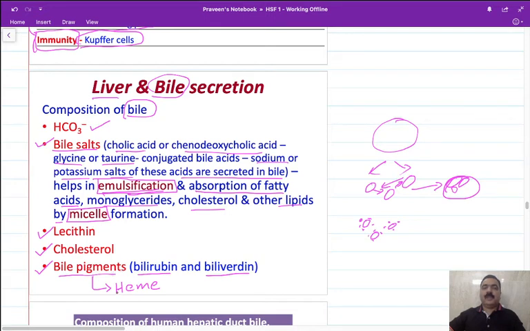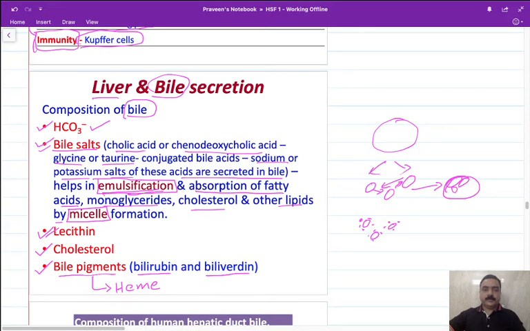So this is a waste product that is coming from the catabolism of the heme, and it is coming into the bile for elimination. It is not a functional part. The most important functional parts are the bicarbonate for the neutralization, and then the bile salts. And the lecithin also helps with the emulsification. So these bile salts and lecithin help with the emulsification and the micelle formation.